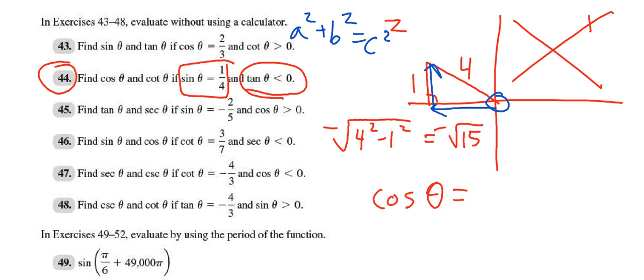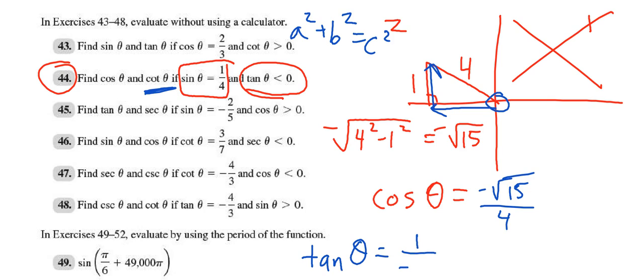All right, cosine theta. You've got those sides of the triangle. What's the cosine? Adjacent over hypotenuse: negative radical 15 over 4. Then they asked me for the cotangent. Maybe I should find the tangent first. The tangent would be opposite over adjacent. So the cotangent would be negative radical 15, because you just flip it over.